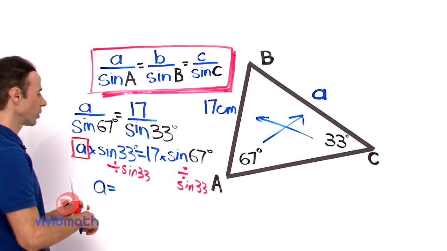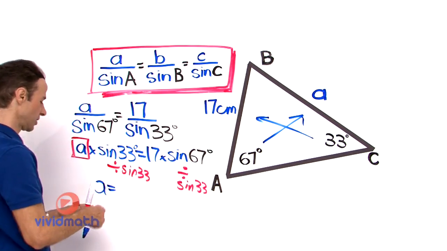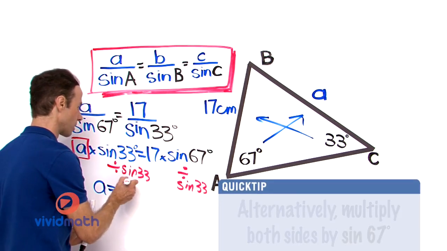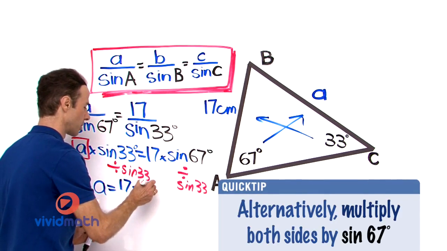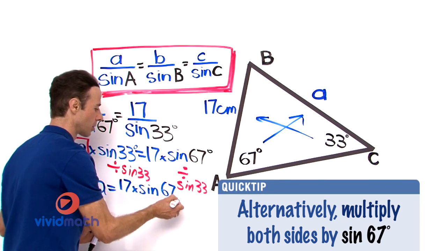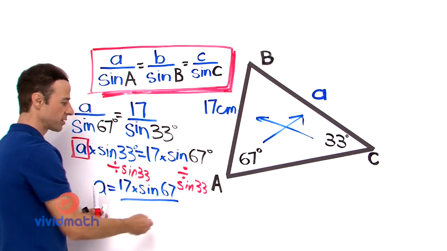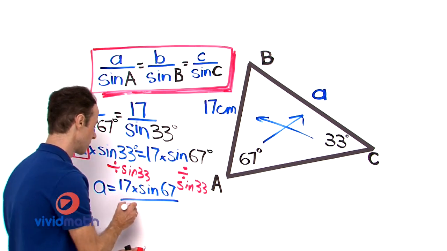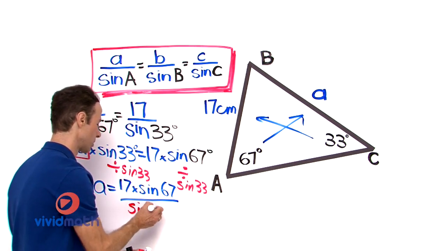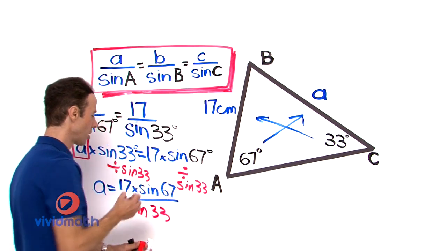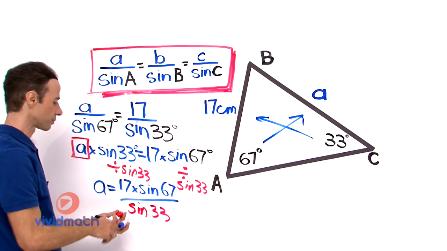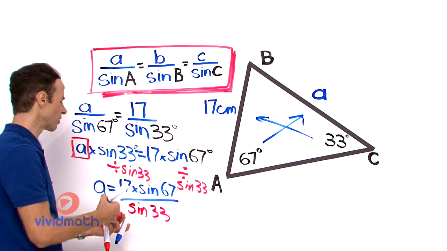And on the top, we have this 17 sine 67 all over. And on the bottom, right there, we put that underneath. It's going to be sine 33. Okay, that's what we're going for. All we need to do is substitute the values in there.